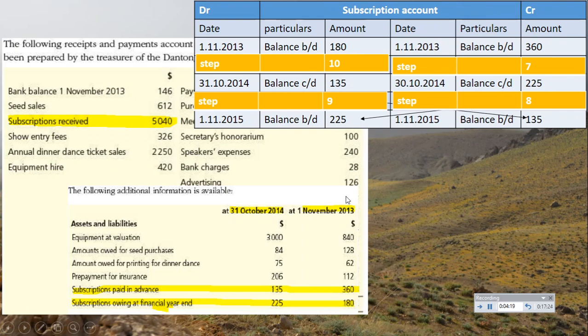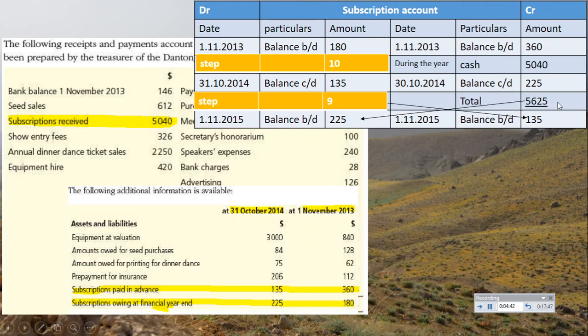Now after that, you go up there and you see subscription received. When you receive subscription, cash or bank balance increases. So cash or bank is debited and subscription is credited, so here it comes, cash 5040. After doing this, now you add up the credit side total. If you add up the total, it comes to 5625.